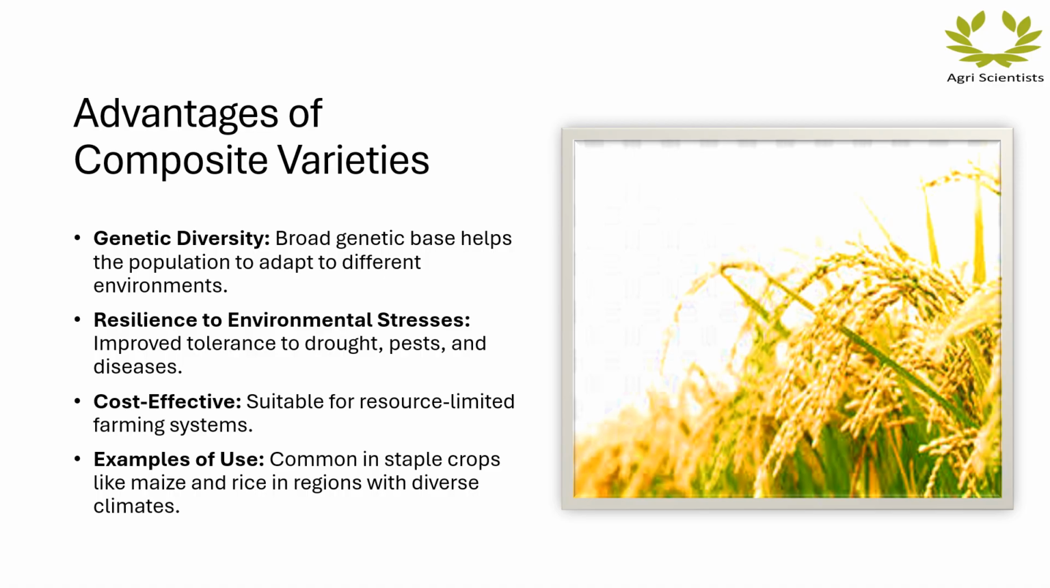Advantages of composite varieties. Broad genetic base helps the population to adapt to different environments. Improved tolerance to drought, pests, and diseases. Suitable for resource-limited farming systems. Common in staple crops like maize and rice in regions with diverse climates.